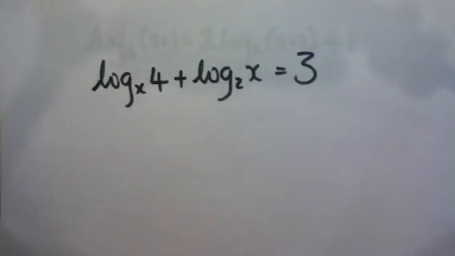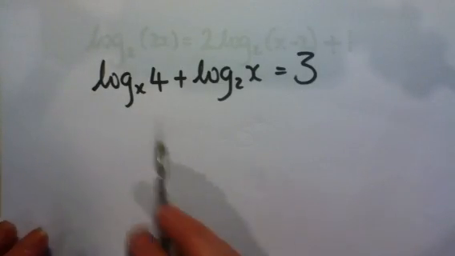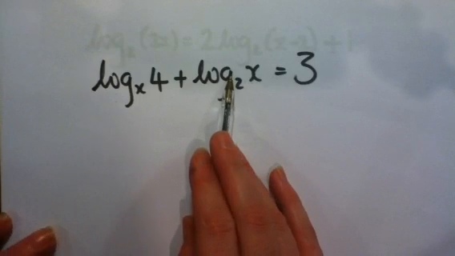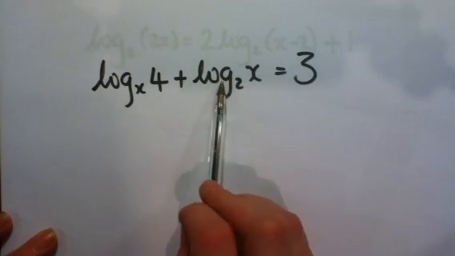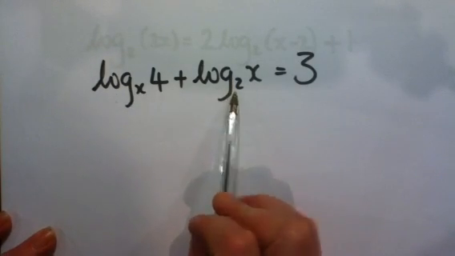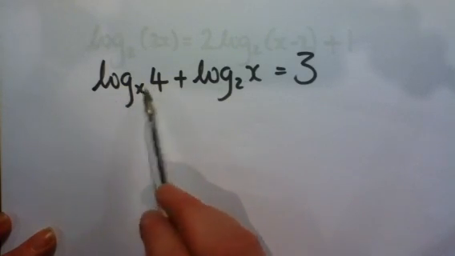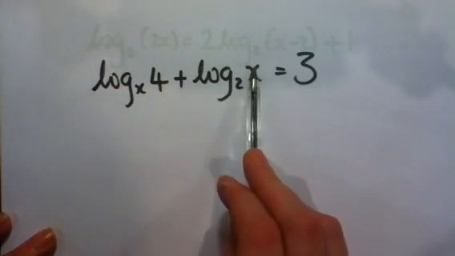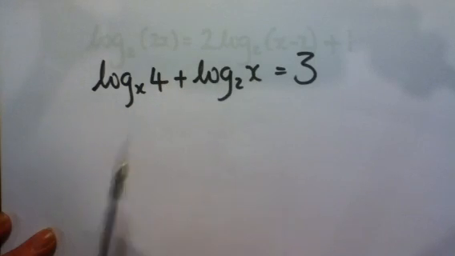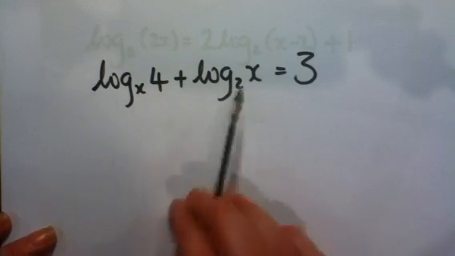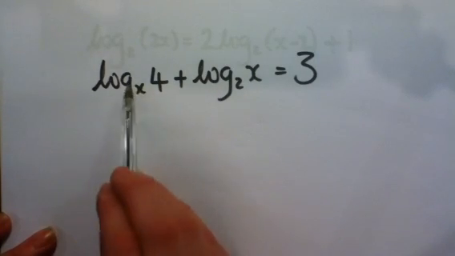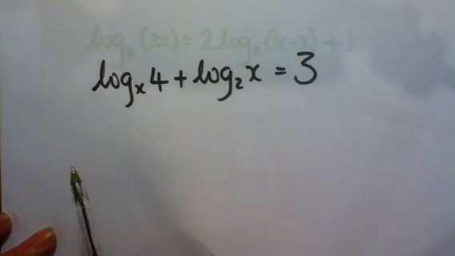Slightly more complicated when we have two different logs here, and particularly this is a problem because we've got different bases. If it was the same base, then we could just use the rule where log A add log B is log A times B, but that only works when these bases are the same. So first thing I'm going to do is change this base to a 2, because I want it to be a 2 to match that.